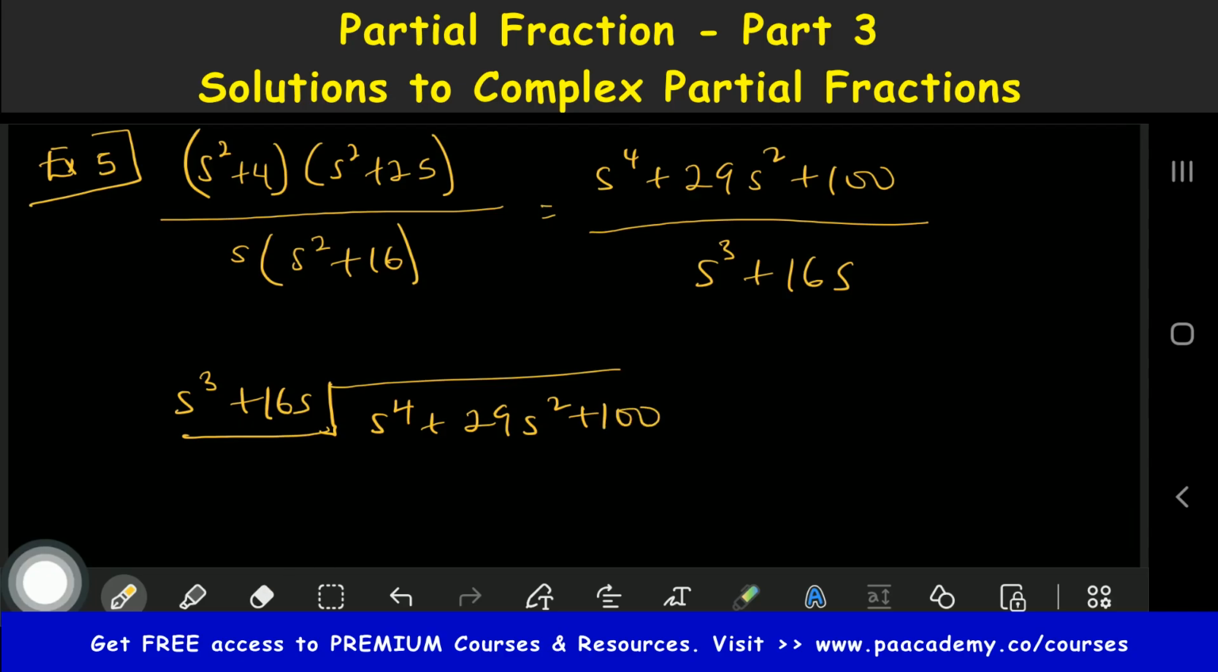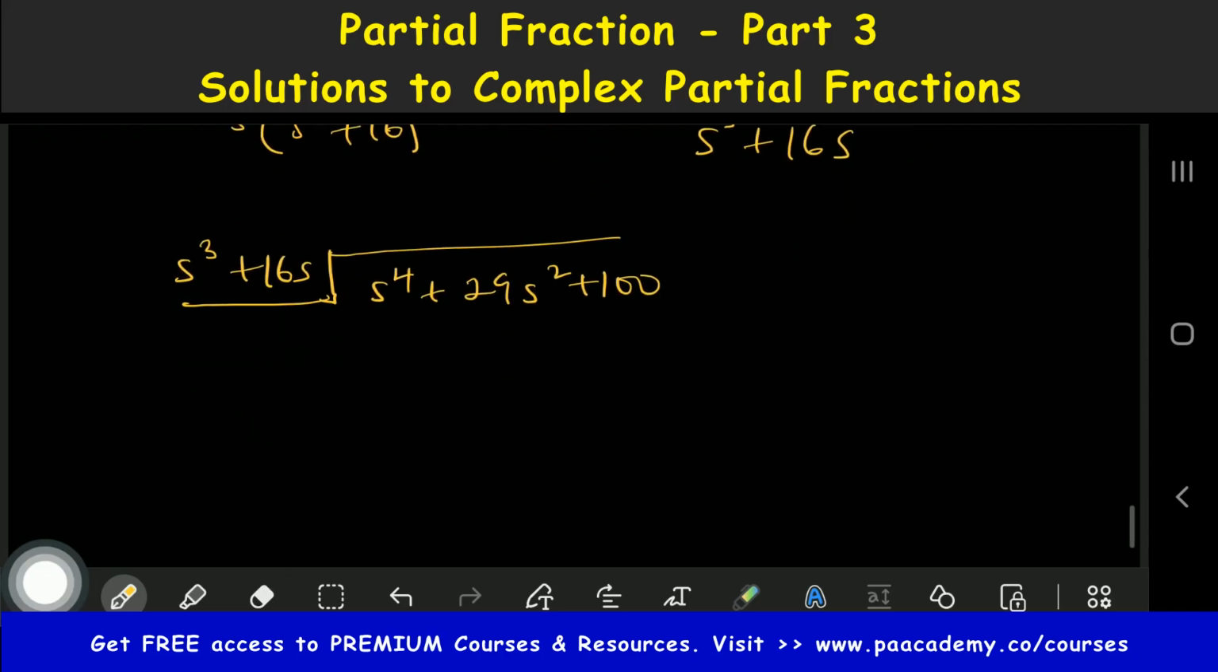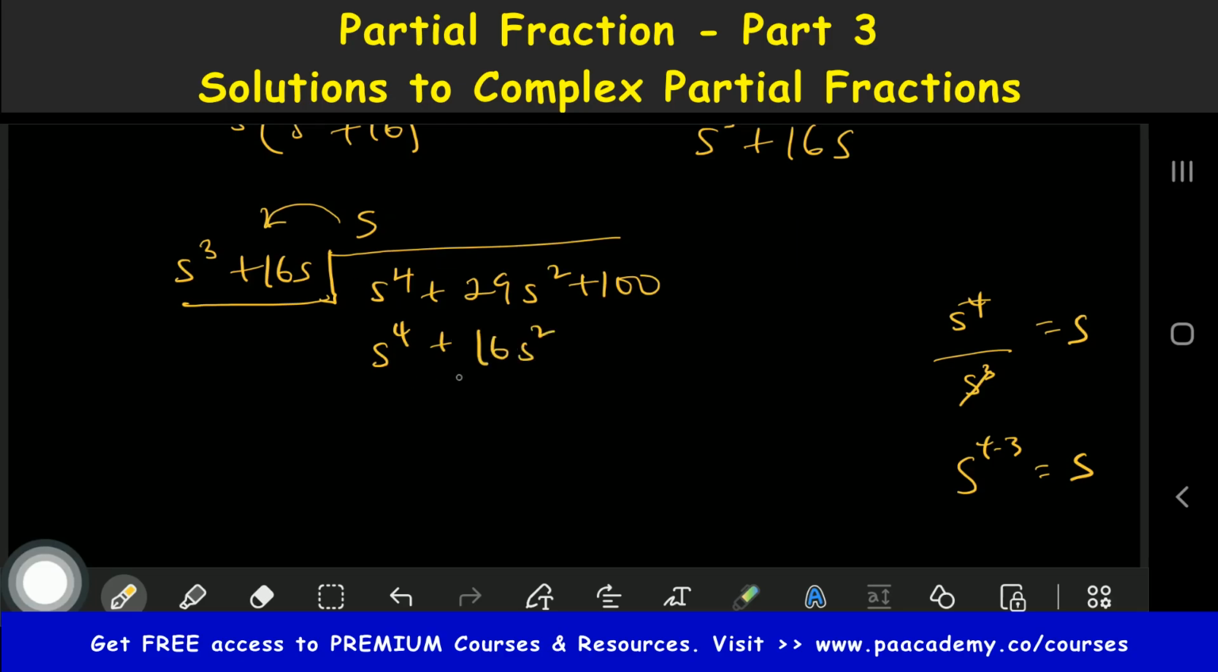All right, so with this now you can go ahead and make use of long division. What you're going to do is s raised to power 4 divided by s raised to power 3. So in indices, this will just give you s. This can cancel 3 out of the 4, or you can just say s raised to power 4 minus 3, that will give you s. So that s is what you're going to put here, which is called the quotient. So you're going to use it to multiply everything that you're having here. So that will be s raised to power 4 plus 16s squared.